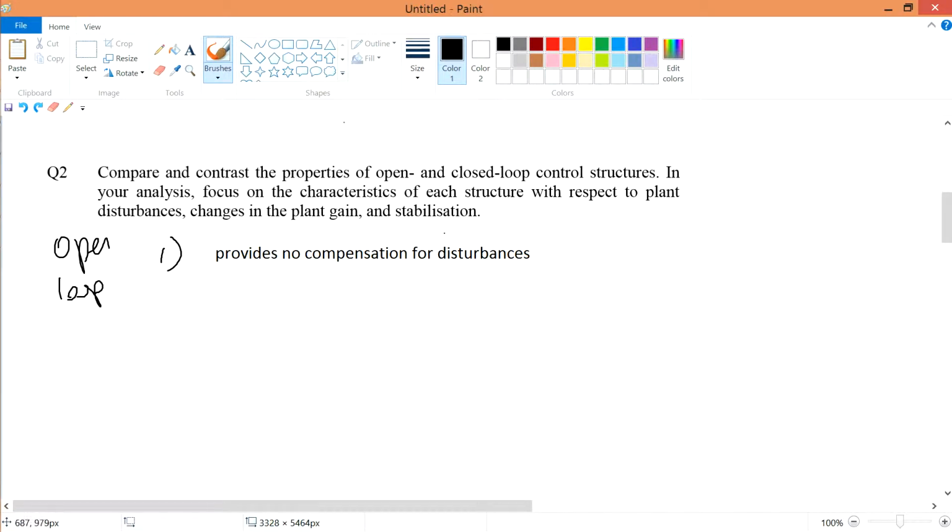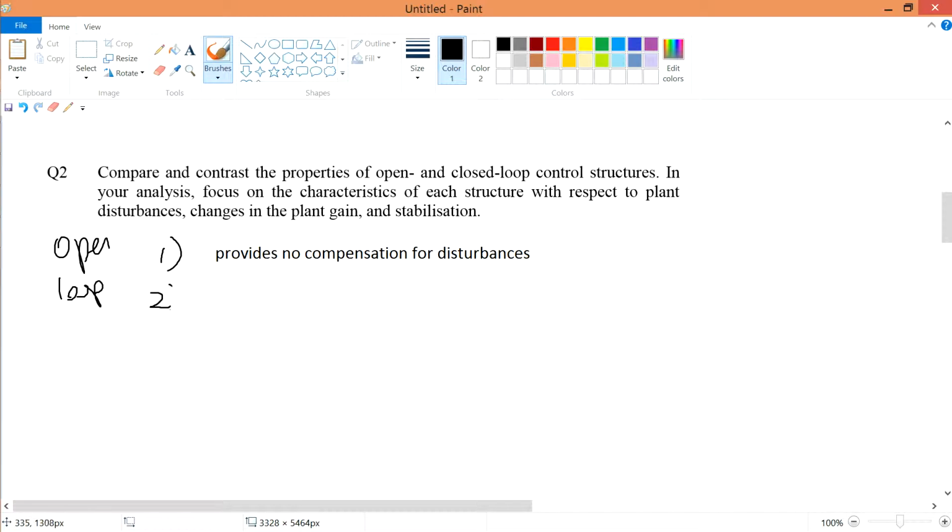Alright, the open loop system does not provide any compensation for disturbances. If a disturbance pushes you, you will want some feedback to tell you that the disturbance has come, so you can remove the disturbance and continue to go back to wherever you want.